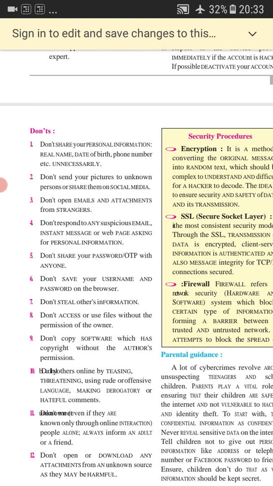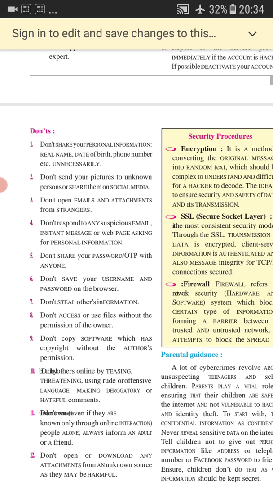Do not save your username and passwords on the browser. This is a very unsafe way. Do not steal anyone's information. Do not access or use files without the permission of the owner. Do not copy software which has copyright. So you have to follow the rules of the government or the rules of the cyber law.